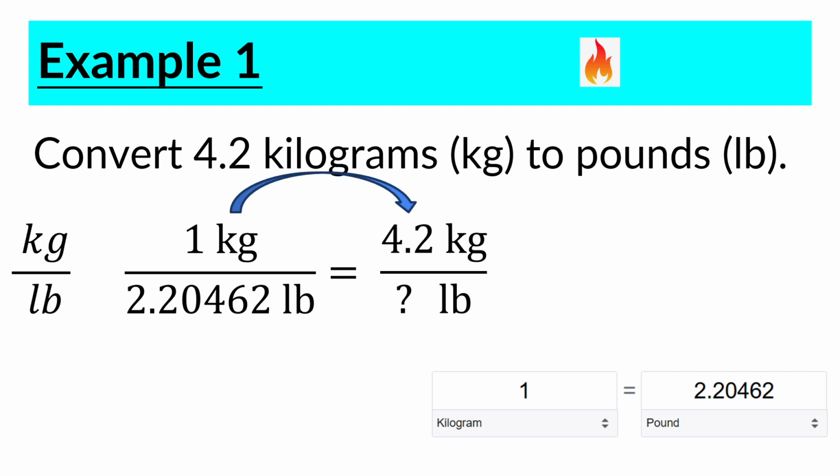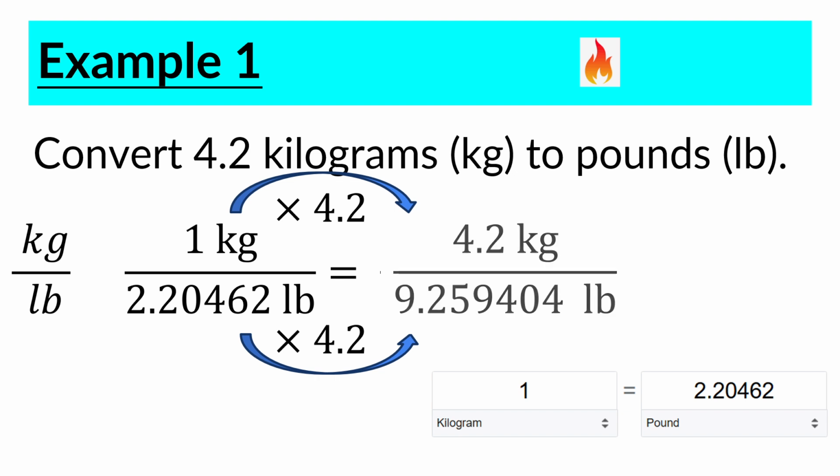So one way to do it is to realize what times 1 kilogram is 4.2 kilograms. And then you got to repeat that for both bottom terms of the rate. And then that will tell you how many pounds make up 4.2 kilograms. If we round to the nearest tenth of a pound, the 25 is closer to 30, so 9.3 pounds.